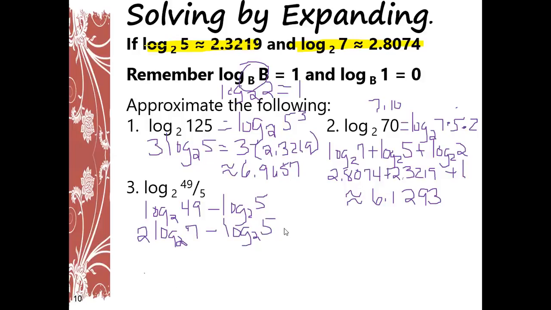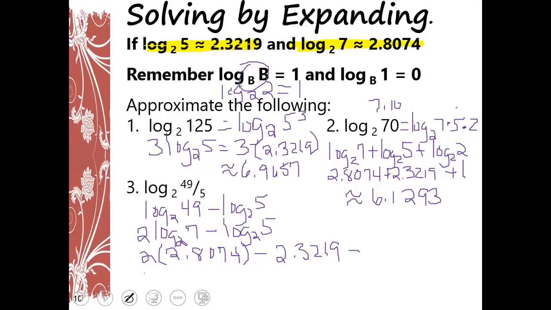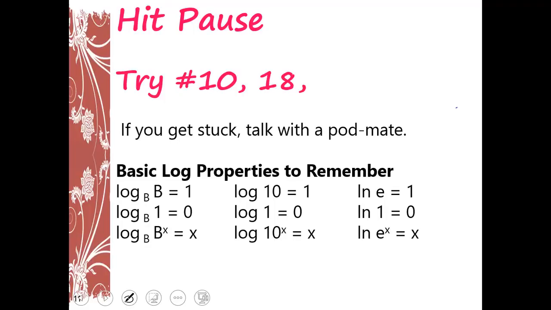Plug in my decimal approximations. 2 times 2.8074 minus 2.3219, and when I do that I get the approximate value of 3.2929.